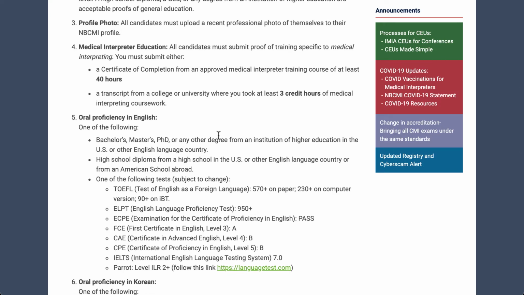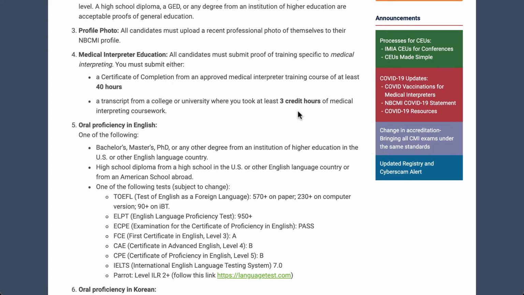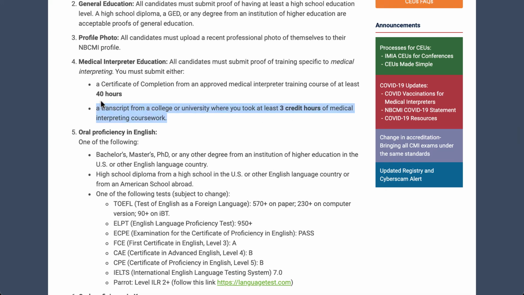If for some reason you have attended a college or university where they had this medical interpreting course as a class that is at least 3 credit hours, so that's pretty much one semester, you can use that. However, I am guessing that is not very common. So if you already have this, then for sure you should use this. Try not to pay an extra 500 or a grand, don't do that. However, this is probably cheaper.